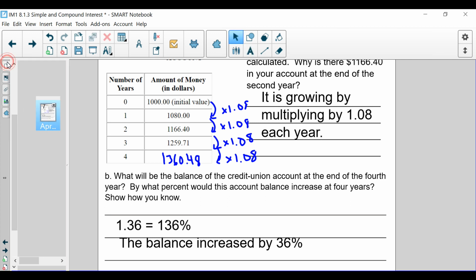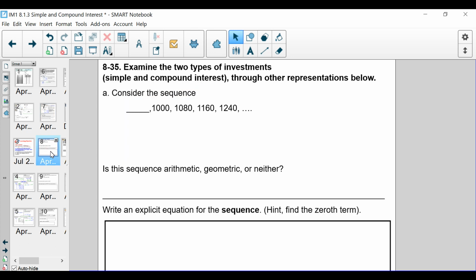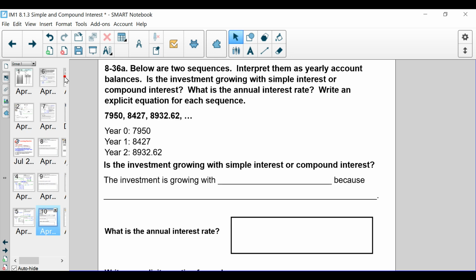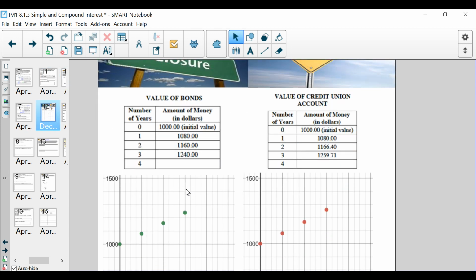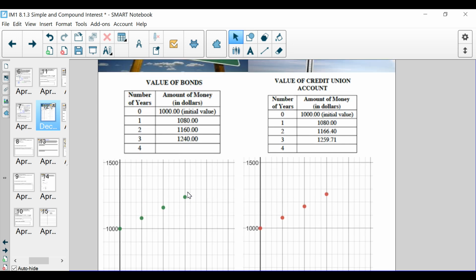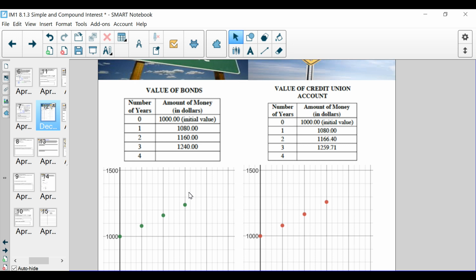So this was a very quick lesson on compound interest and simple interest. What I'd like you to do is practice them by doing these sequence problems on your own, and then answer the closure question for today, which is this one here. Which one grows faster, compound or simple interest? Thanks for watching, everybody, and I'll see you next time.